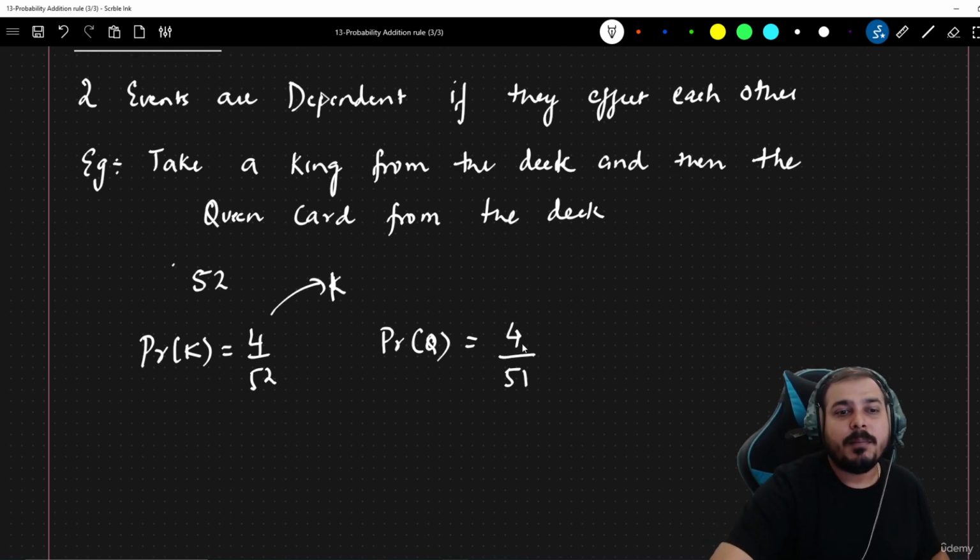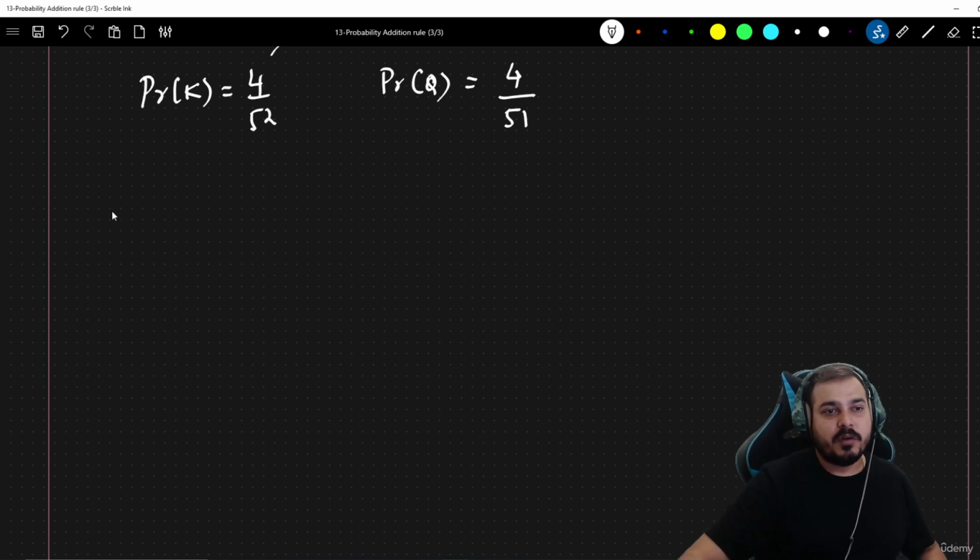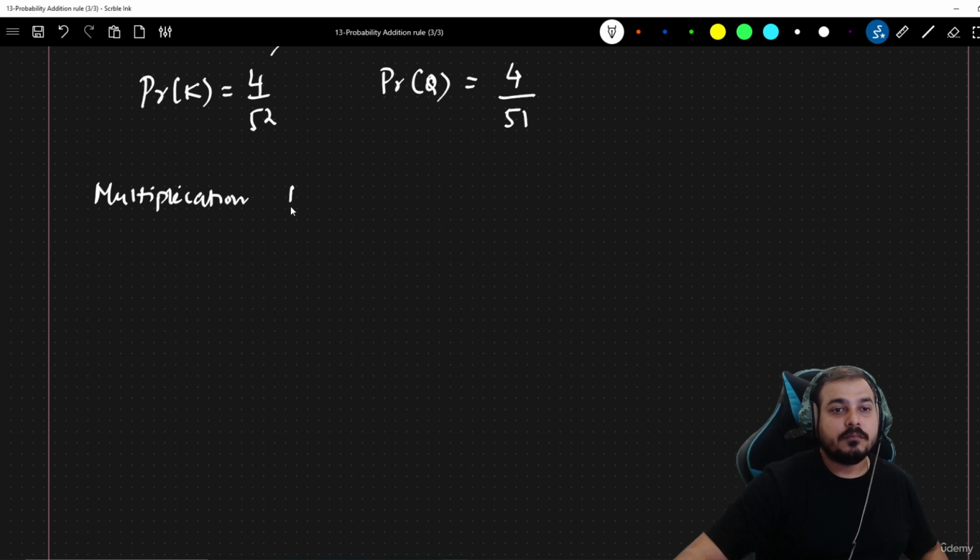So if I talk about the multiplication rule, let me write down the formula for the multiplication rule, and let's take the same example. The first one is for an independent event.